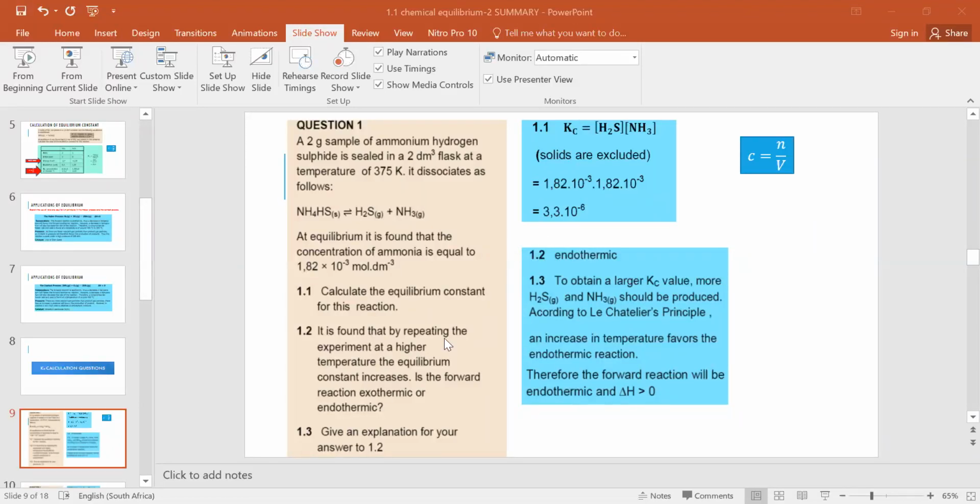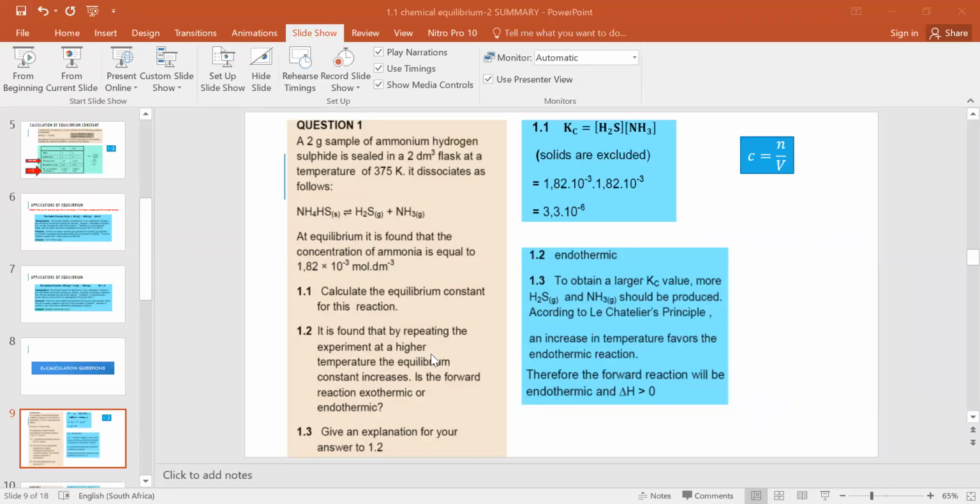And what is 1.2? Okay, it is found that by repeating the experiment at higher temperature, the equilibrium constant increases. How is it possible that the equilibrium constant increases? So which reaction must be favored? Forward reaction. Why? Because if the H2S and NH3 concentrations increase, the Kc will increase, okay? So I can easily tell you that the forward reaction is favored, okay? Is the forward reaction exothermic or endothermic? Okay, I'm looking for that.